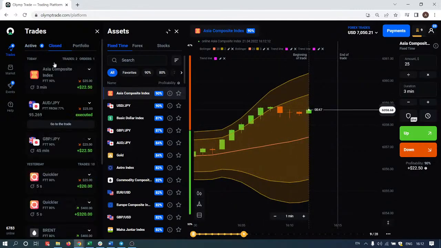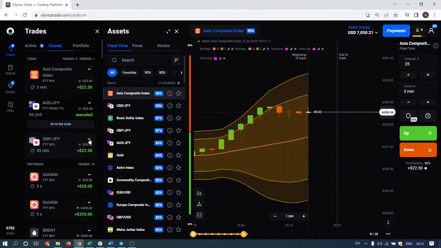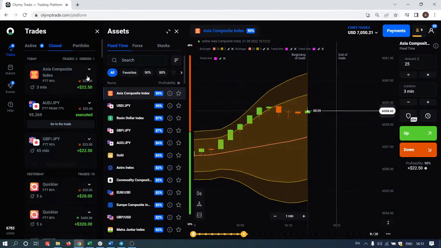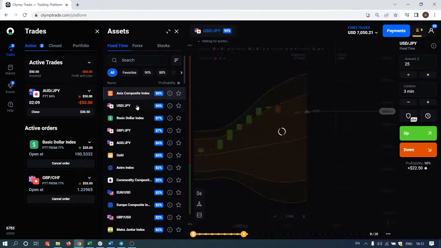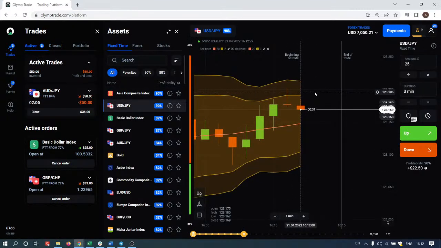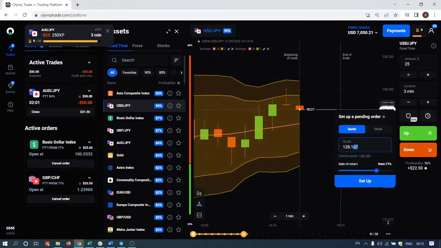And so yeah, my first trade closed with a profit here. And my second trade closed with a loss here. All right, 196 on the yen.